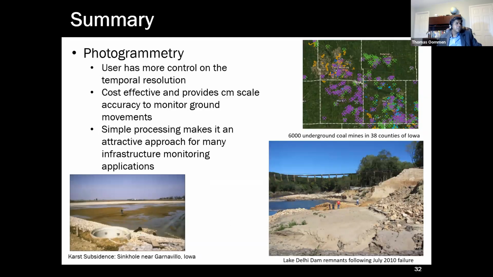With photogrammetry, the user has more control on the temporal resolution because that's something that you can easily collect using a drone. It's cost effective and provides centimeter scale accuracy to monitor ground movements. And its simple processing makes it an attractive approach for many infrastructure monitoring applications. So this is a summary of the InSAR, thermal and photogrammetry, and how it is being utilized for geotechnical engineering and performance monitoring.